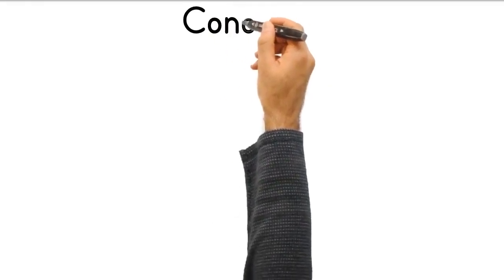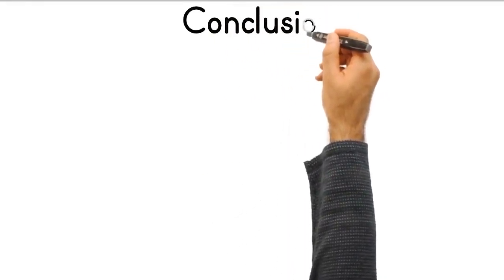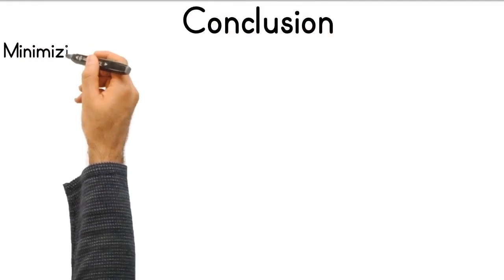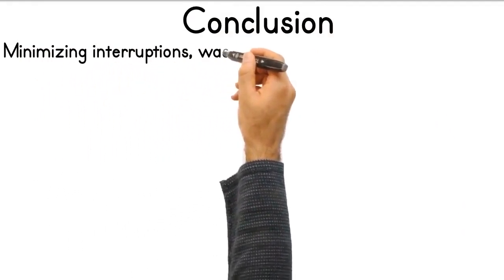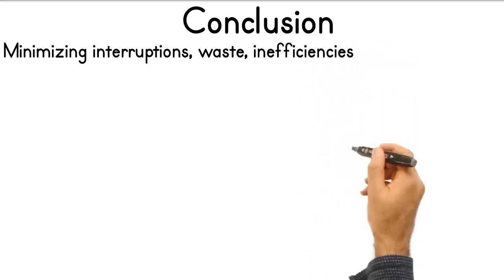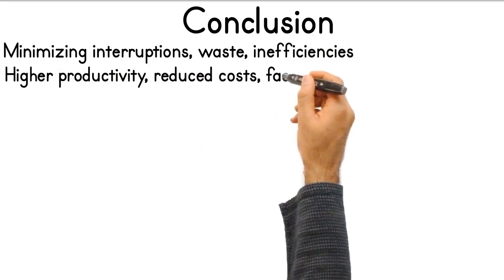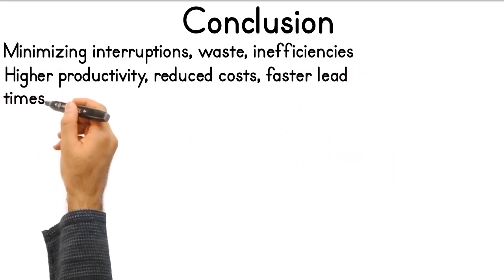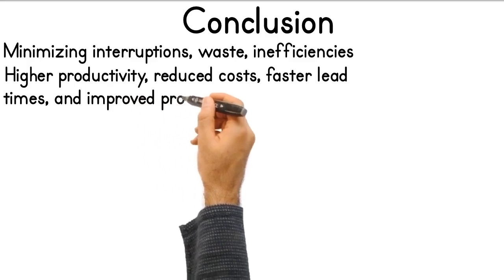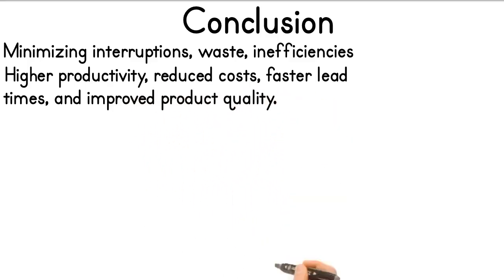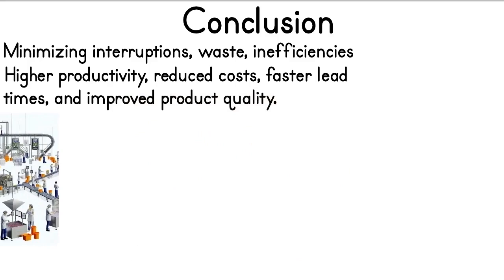In conclusion, continuous flow is a critical concept in modern manufacturing that focuses on minimizing interruptions, waste, and inefficiencies in production processes. By maintaining a steady and uninterrupted flow of materials, components, and products, manufacturers can achieve higher productivity, reduced costs, faster lead times, and improved product quality.